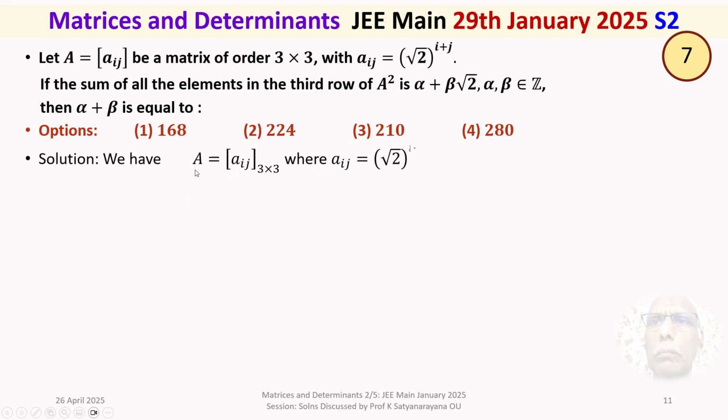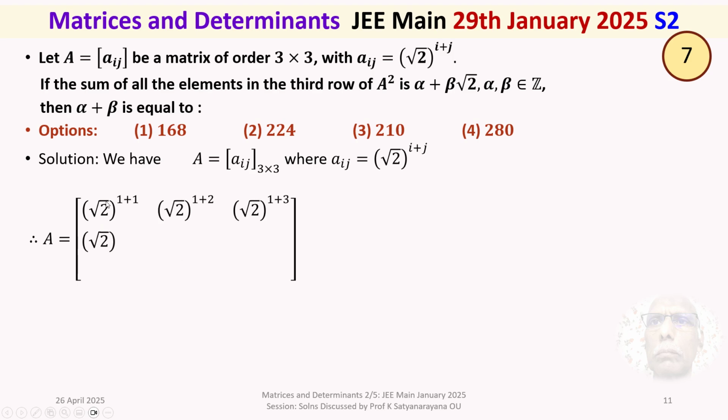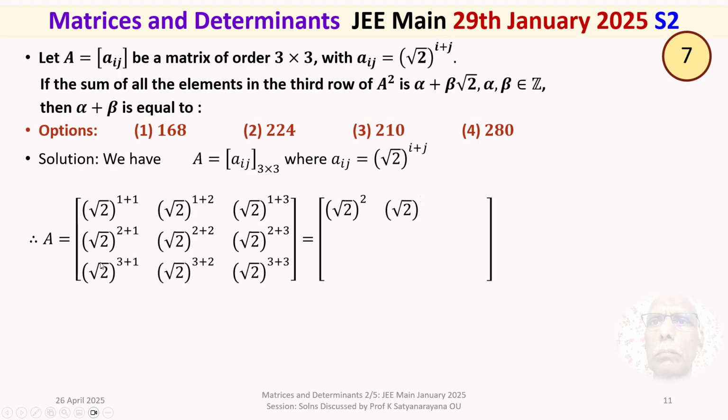We have Aij is a 3 by 3 matrix where Aij is equal to root 2 to the power of i plus j. Let us write down the matrix capital A, that is equal to root 2 to the power of i plus j, that is root 2 to the power of 1 plus 1, root 2 to the power of 1 plus 2, root 2 to the power of 1 plus 3. Likewise, fill up all those places. Then you will get the first row root 2 square, root 2 cube, root 2 to the power of 4, etc. In all these things, root 2 whole square is common.